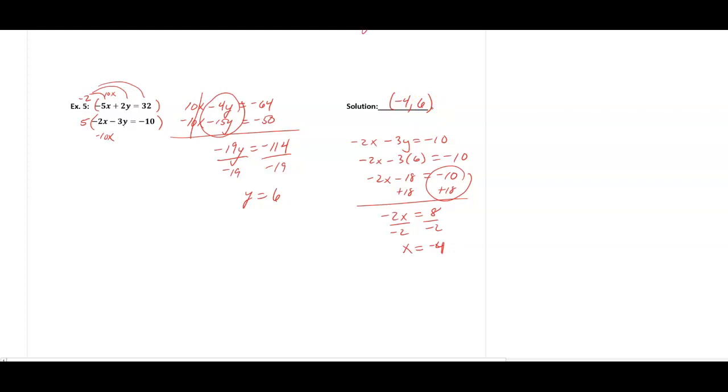So this is elimination. Do me a favor and complete this student practice and let us know what questions you might have.